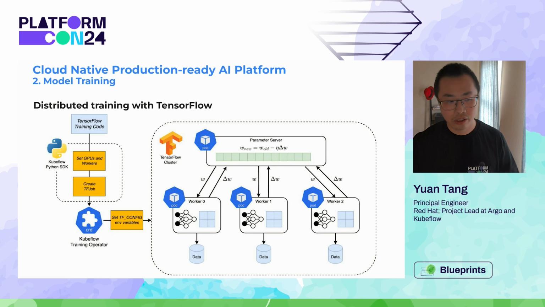This is the architecture diagram of the training operator to submit a distributed model training job with TensorFlow. So what the training operator does is that it sets up all the necessary environment variables required by TensorFlow, and also creates the necessary workers and parameter servers on Kubernetes, so that users only have to define how much resources they want to use and what training code they want to use in Python.